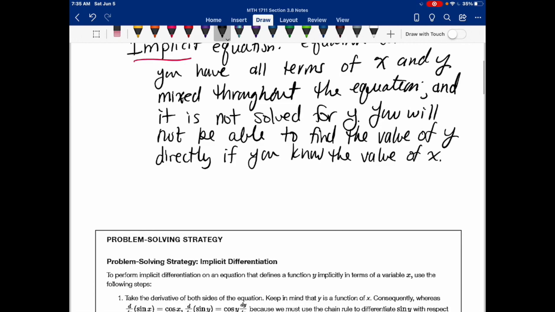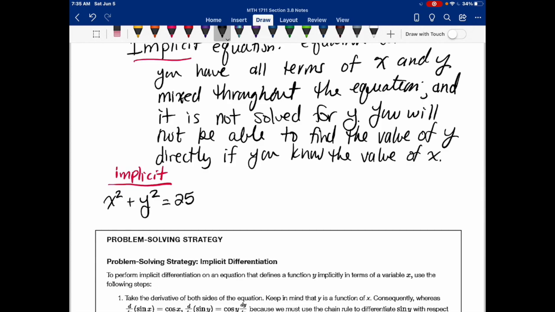One well-known example of an implicit equation is the equation of a circle. So we have an implicit example here. So we have the equation of a circle, x squared plus y squared is equal to 25. So this is a circle with a radius of 5. And if you notice, this is not solved for y. All of my x and y variables are all mixed in, and this is not solved for y.